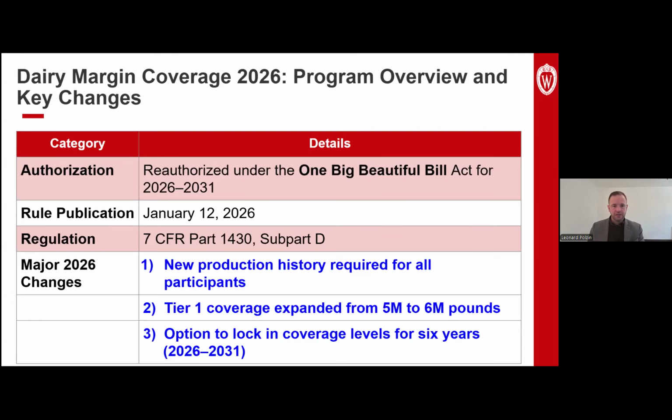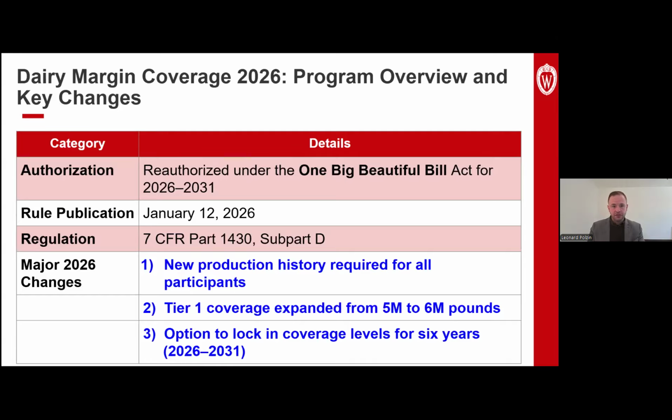And the other change that happened is our tier one coverage expanded from that 5 million pounds of annual production to that 6 million pounds. And we do have the option to lock in coverage for all 6 years at that premium discount, which is from 2026 to 2031.